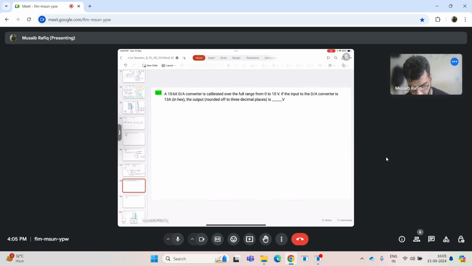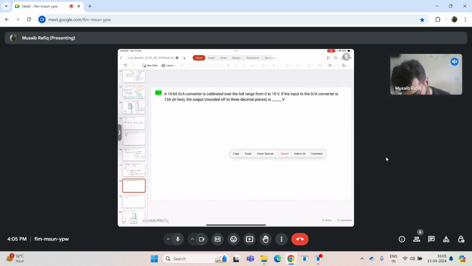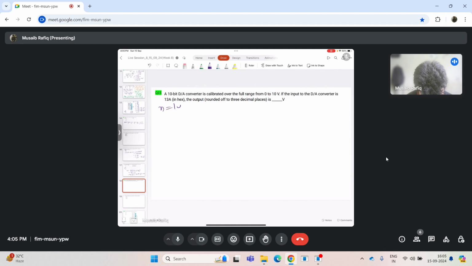Then we have question number 15. It states that a 10-bit DAC converter is calibrated over the full range of 0 to 10 volts. If the input to the DAC converter is 13A in hexadecimal, the output rounded off to 3 decimal places is. So my n is 10, my full scale range is 10 volts.